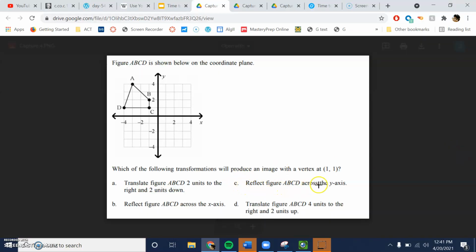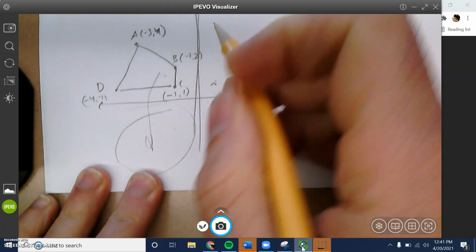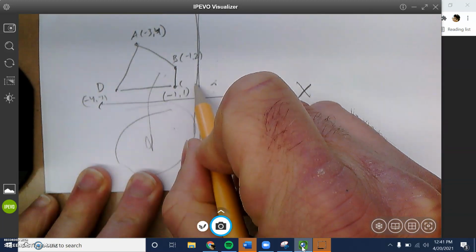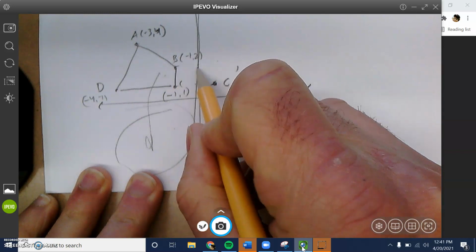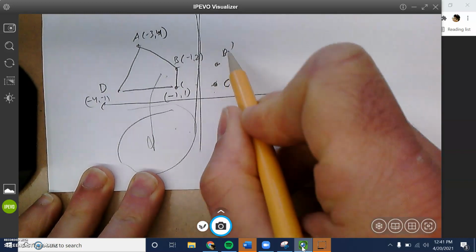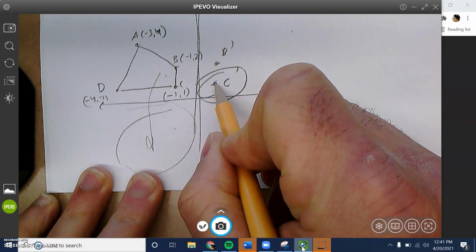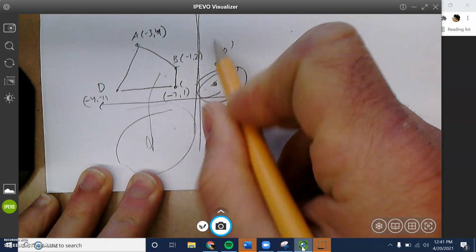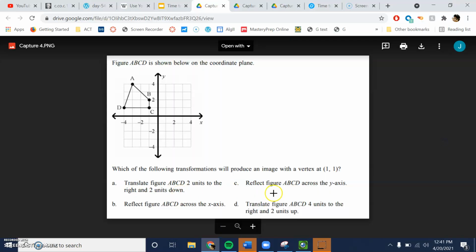How about C? Reflect the figure ABCD across the y-axis. Okay, so here's the y-axis. If I go 1 to here, C prime is going to be there. B prime is right there, etc. But all you need to know is, is there a point at 1, 1? Yes, C prime, if I reflect it across the y-axis. So that's going to be C.